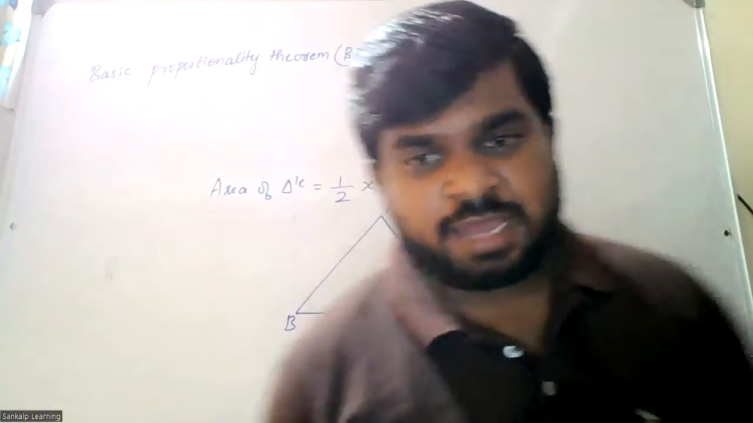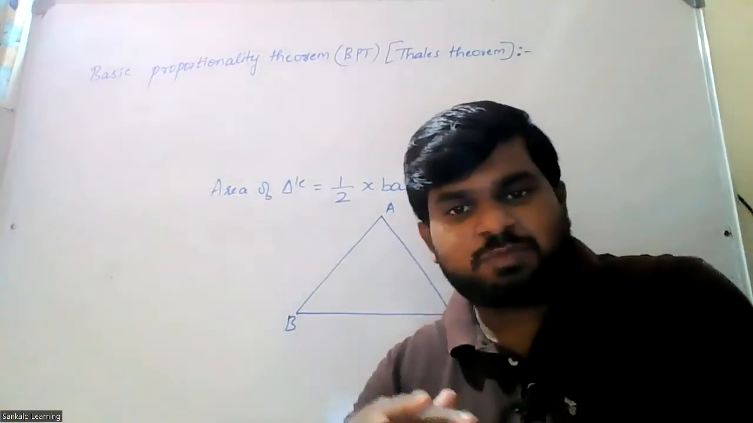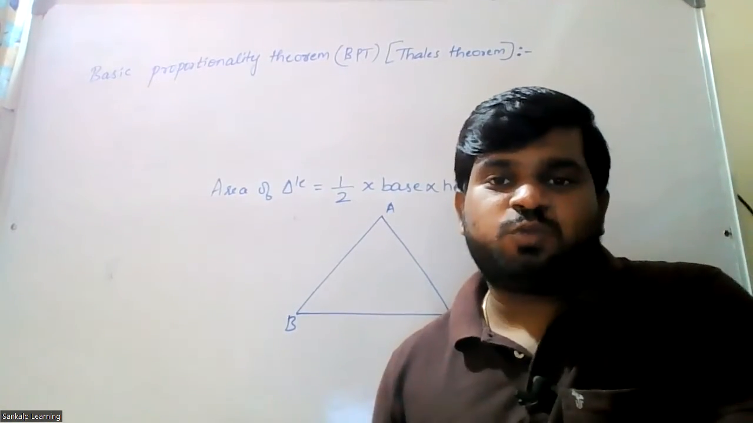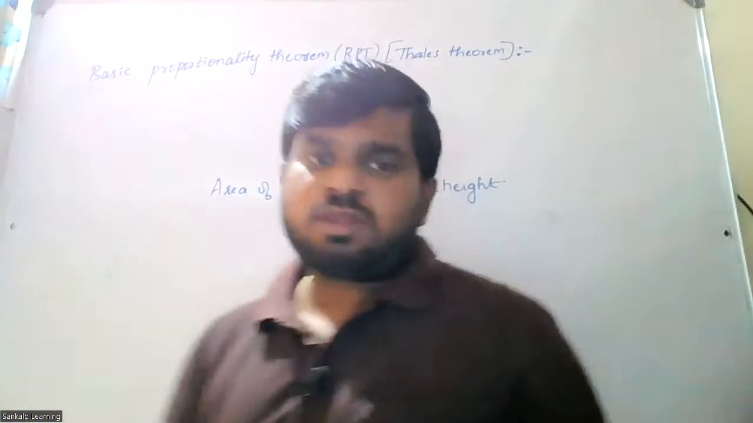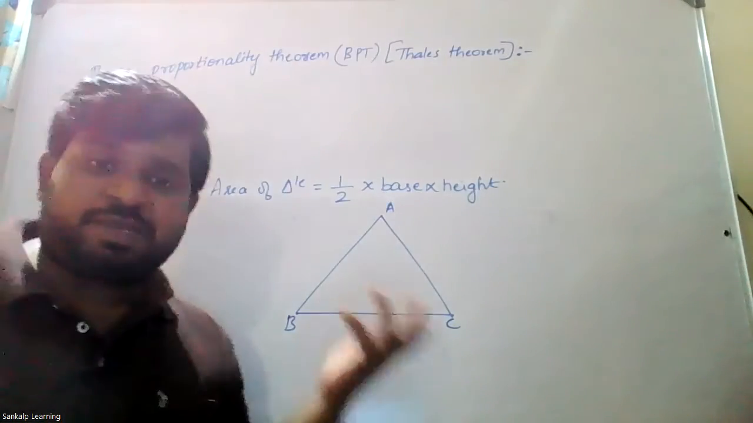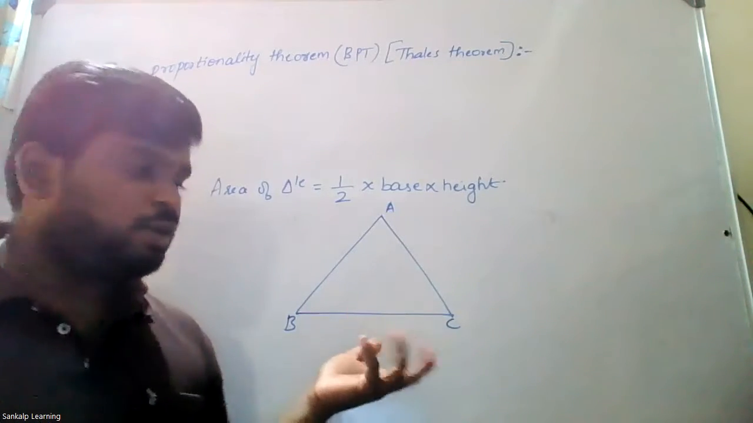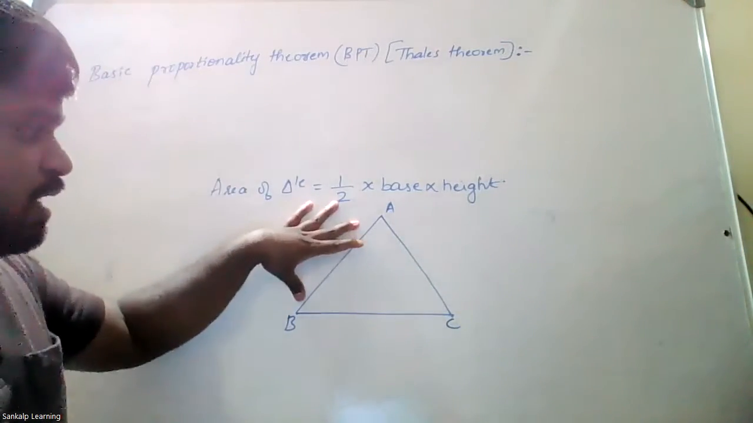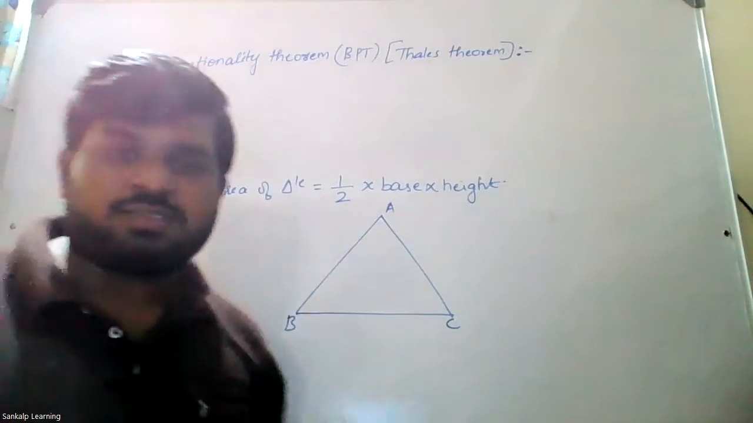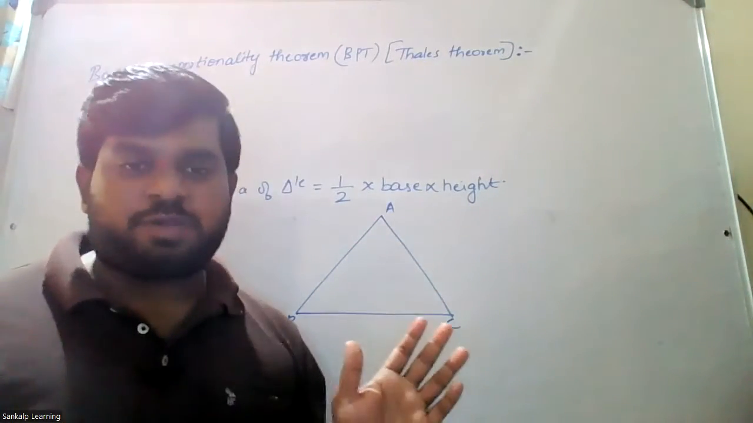Now, which is the base of this triangle? Most of you would say that BC is the base. Usually base means something which is at the bottom, right? So we get that notion that BC is the base. But it's not necessary that BC has to be the base. Just because it is at the bottom, we do not consider only this as the base. This can also be considered as base, and this can also be considered as base. In simple words, out of 3 sides, you take any side as your base.